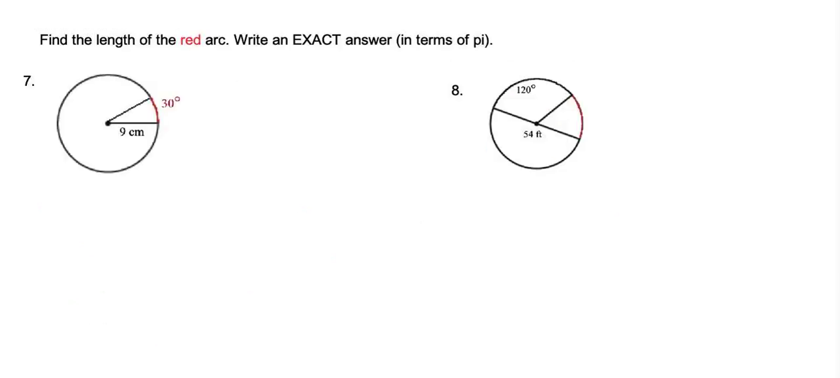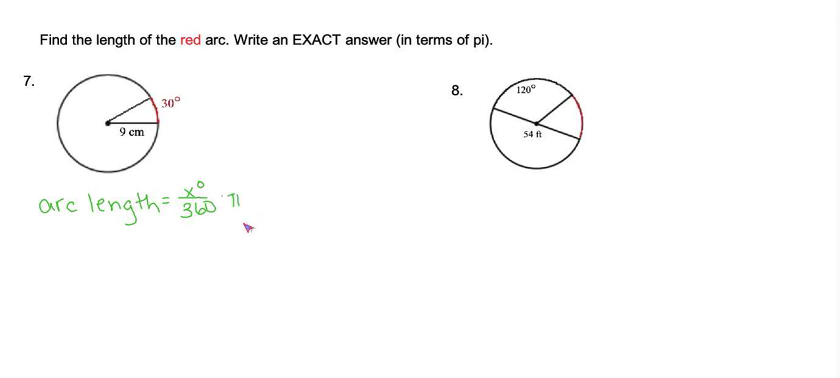These next two problems ask us to find the length of the red arc, and we're going to write that exact answer, which means it's in terms of pi. So to find the arc length, let's recall what our formula is. Arc length, we're going to take the measure of that arc in degrees, and we're going to divide it by 360, and then we're going to multiply it by the entire circumference, which is pi d.